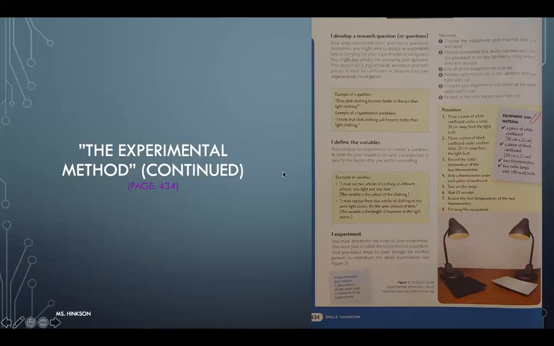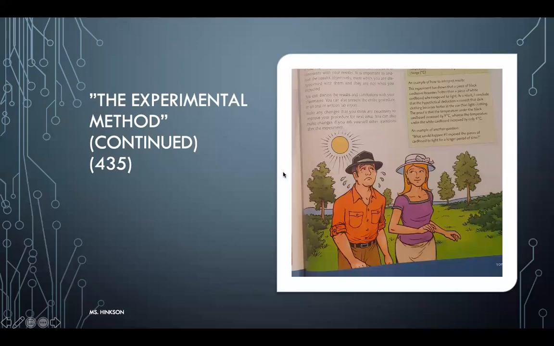So we're gonna go on to page 435. Final step: you've completed your experimental procedure. Now you've got to analyze your results. So we're on top of page 435. I analyze my results and present them. You must organize, analyze, and present your results in an appropriate manner.